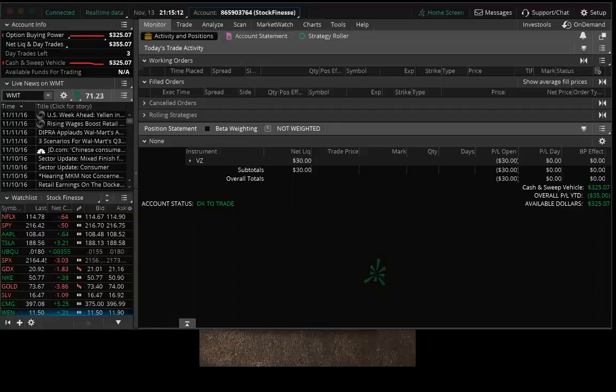This number represents how much you can spend on stock or how much you can wire back to your bank account.